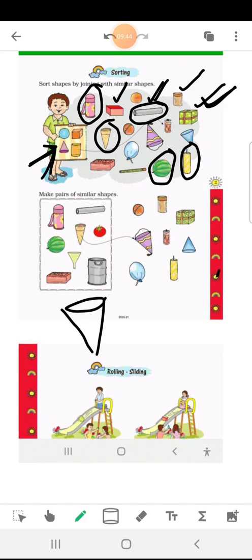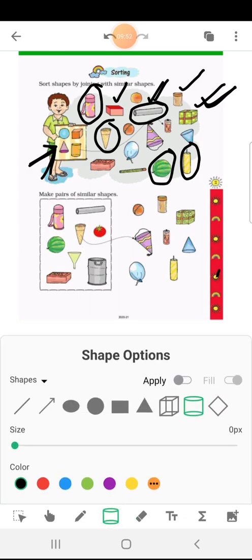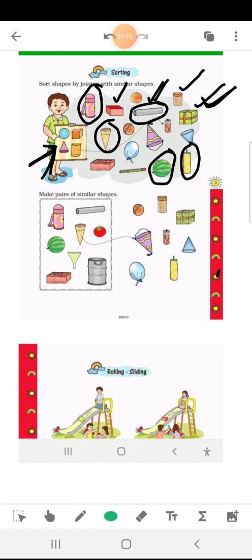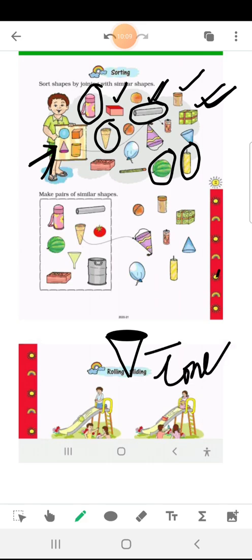Remember students, this is called, let me draw once more. This is called cone. This type of shape is called cone. So write down, students, this type of shape is called cone, C-O-N-E, cone. This is also a cone.